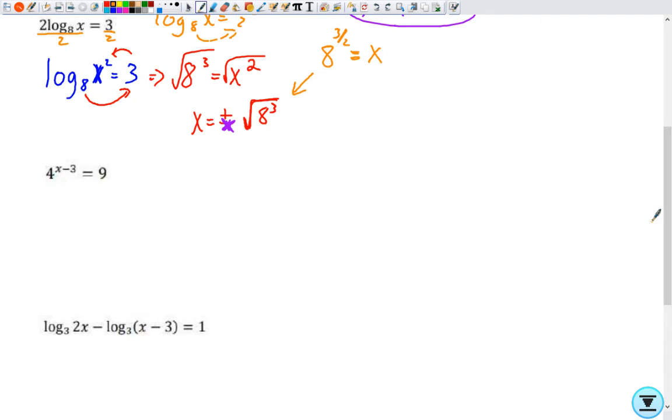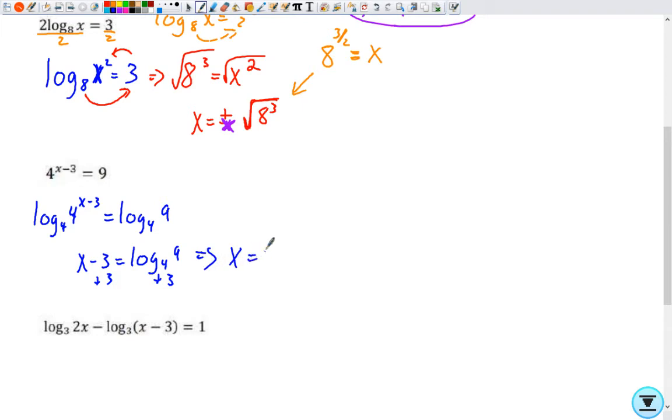Okay, so again, let's look at this one. It's an exponential, so I'm going to look at it two ways. One way, again, to move an exponent, you can use a logarithm. So I'm going to take the log base 4 of both sides. Well, why would I do that? Because now I have the inverse property, the log base 4 of 4 to the x minus 3. That leaves me with x minus 3 equals log base 4 of 9. Add 3 to both sides. That means x equals 3 plus log base 4 of 9.